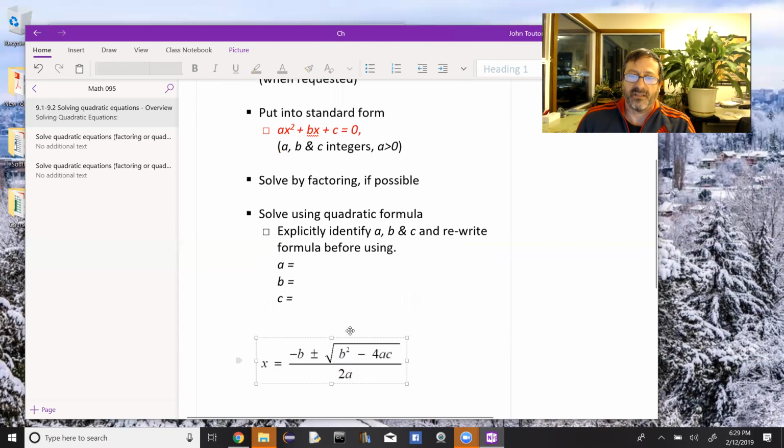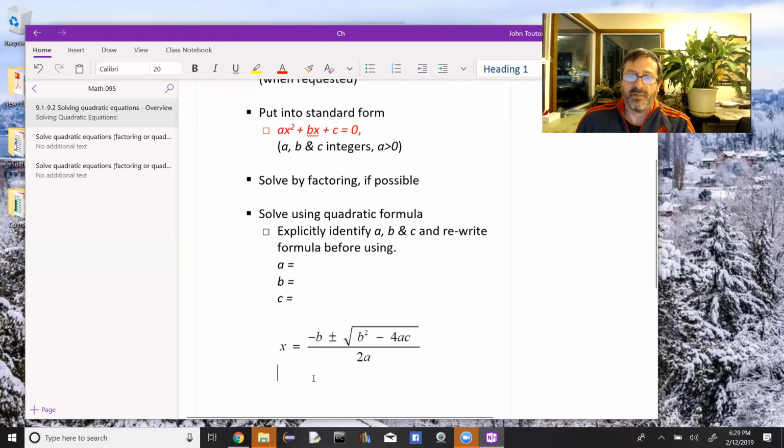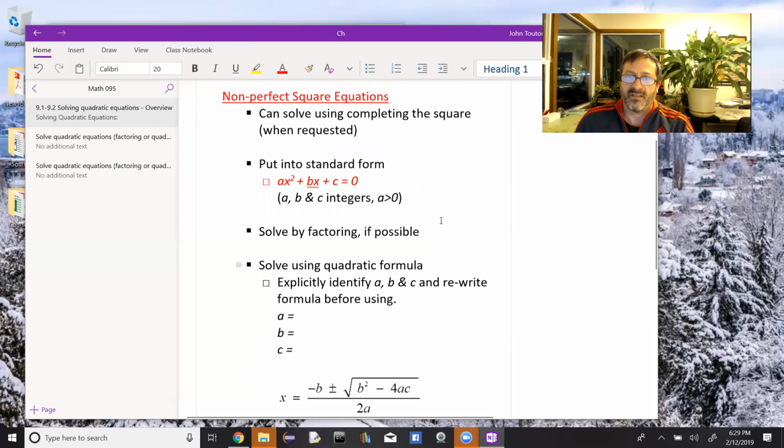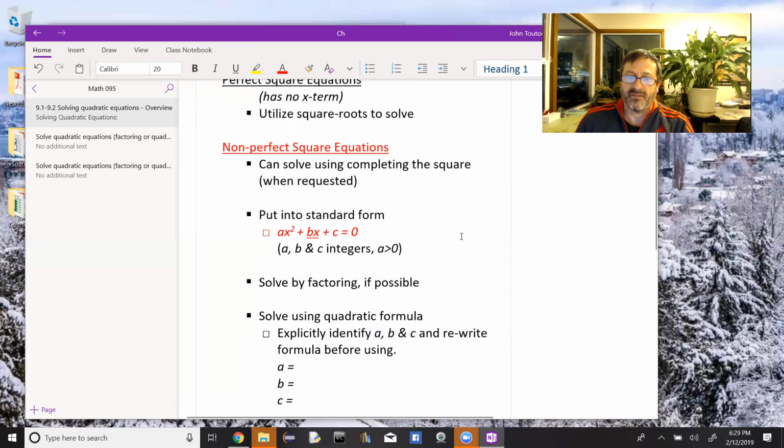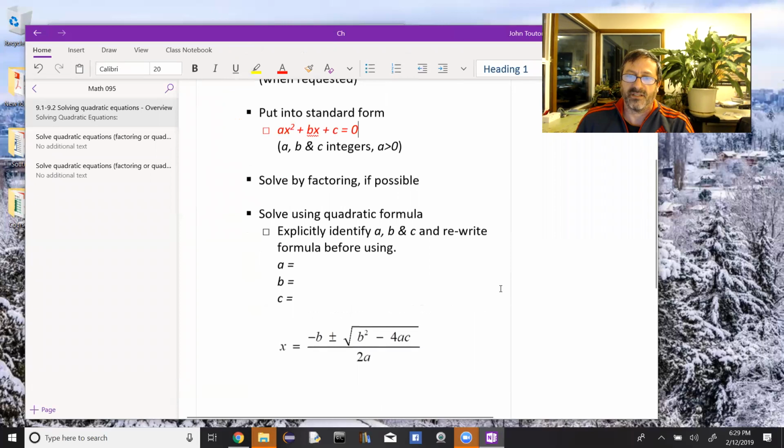It's good to sort of learn this and say it out loud. X equals negative b plus or minus the square root of b squared minus 4ac all over 2a. And that's what's known as the quadratic formula. It solves equations like this one up here in red, ax squared plus bx plus c equals 0. So that's the overview of solving quadratic equations.